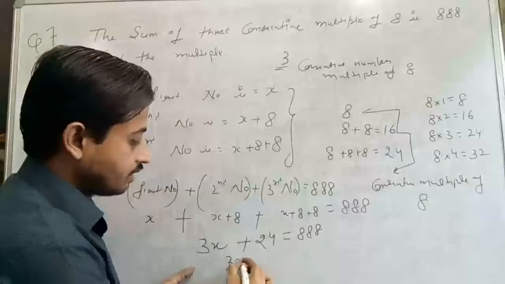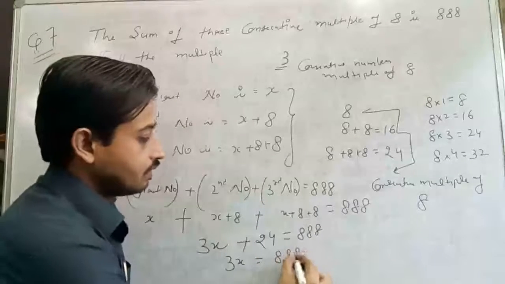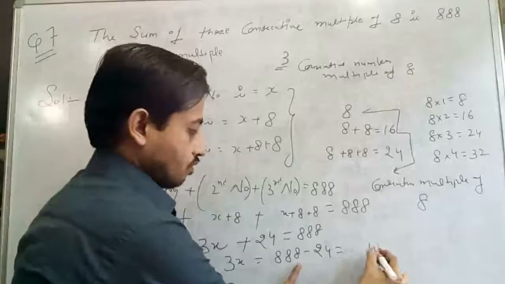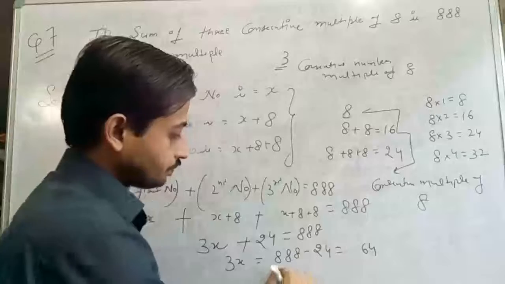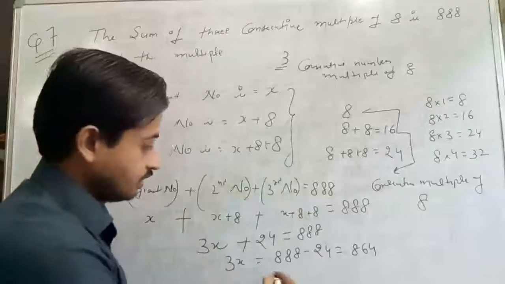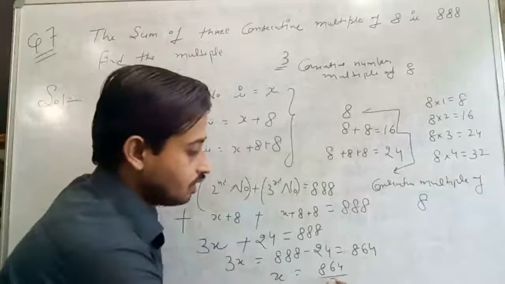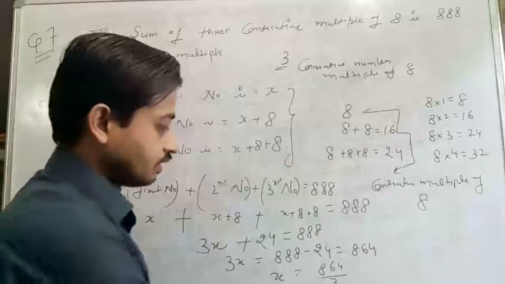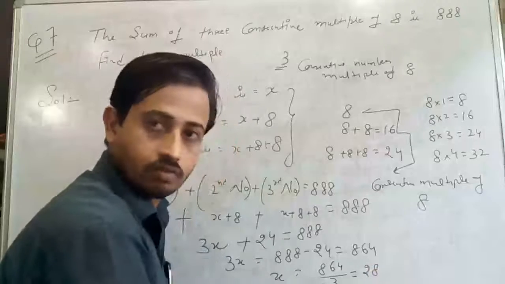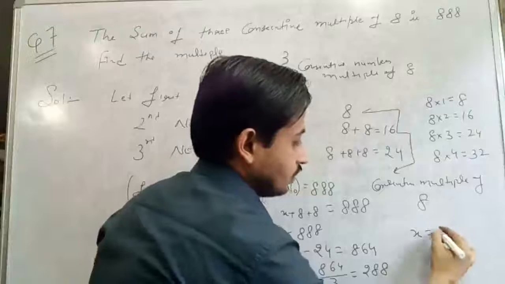So we have to separate. We have to take 24 to the right hand side. What will we get? 312 minus 24. If we subtract, 2 minus 4 with borrowing gives 8, 1 minus 2 gives 8, 2 as it is. Now we have to calculate the value of x. We have to take 3 to the right hand side, it goes to the denominator. Now divide this. 3 twos are 6, 3 eights are 24.